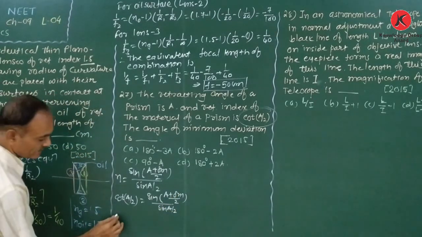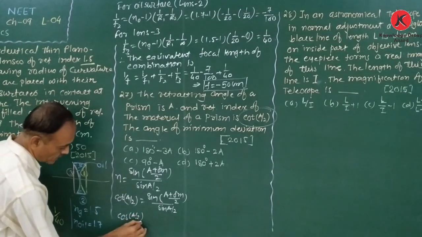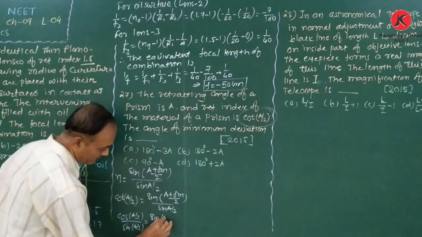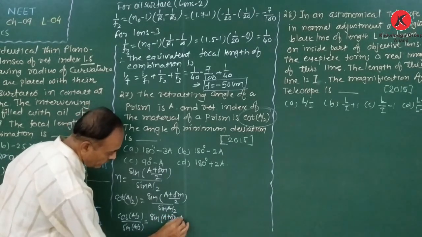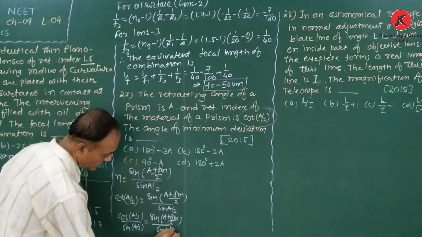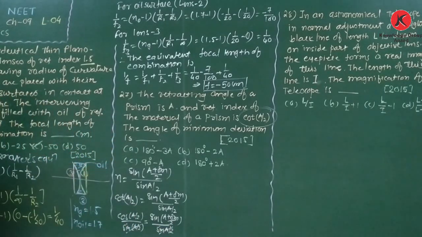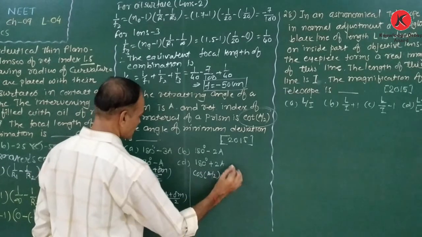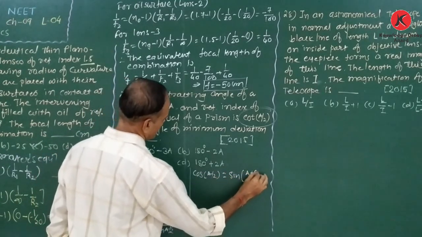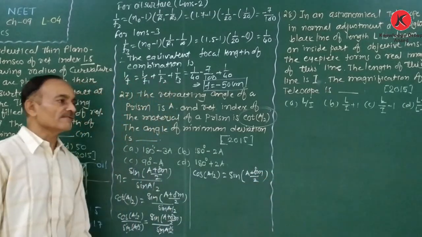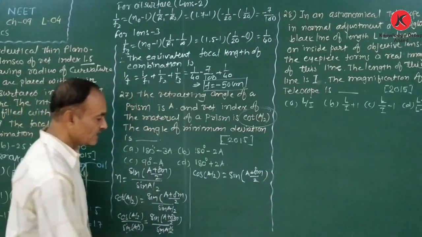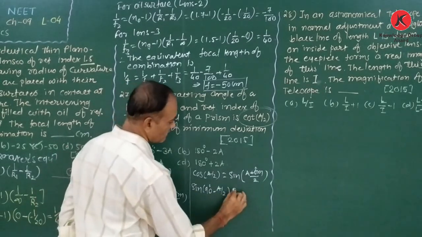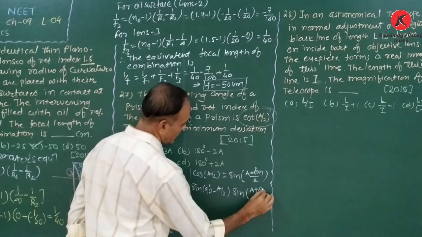Therefore, cot A/2 = sin((A + δm)/2) / sin(A/2). Cot is cos upon sin, so cos(A/2) / sin(A/2) = sin((A + δm)/2) / sin(A/2). The denominator term cancels. Therefore the remaining part is cos(A/2) = sin((A + δm)/2). Now convert the cos into sine: sin(90 - A/2) = sin((A + δm)/2).